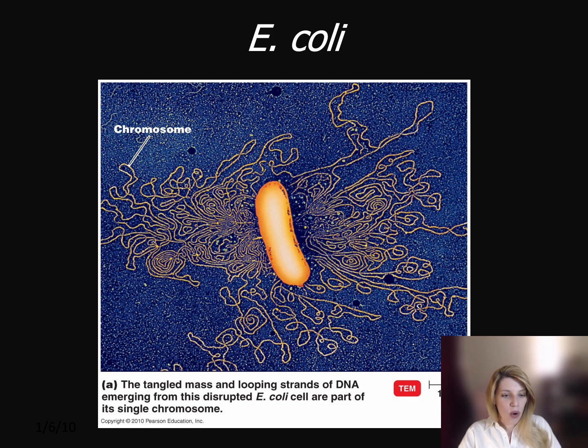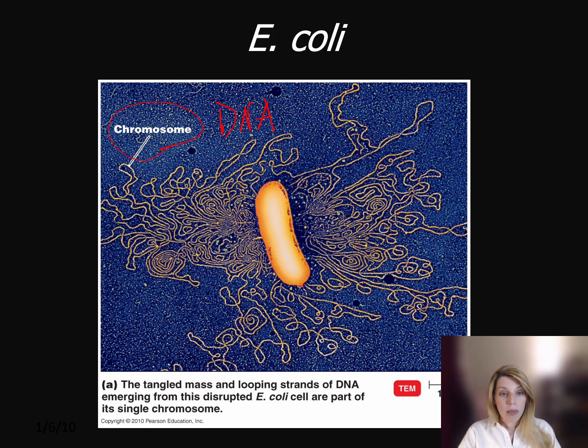This is an E. coli bacterial cell. All of this yellow stringy stuff around it is its chromosome, or its DNA. And there's a lot of it.